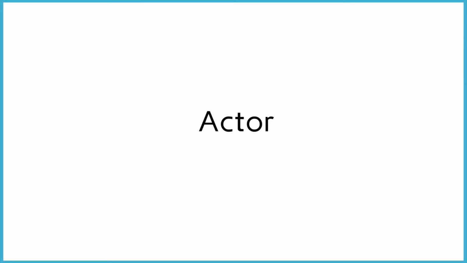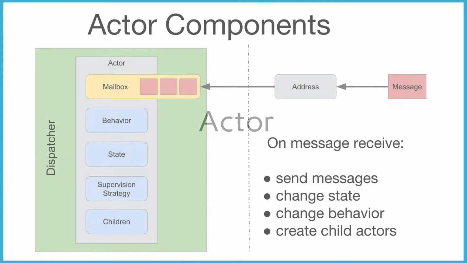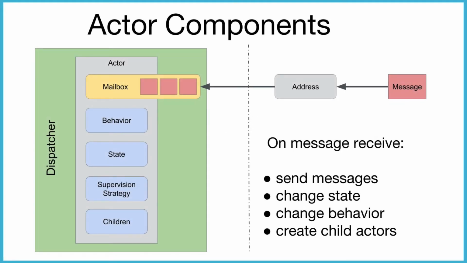So a good place to start is to describe what an actor is. An actor is a concurrency primitive and the main building block for concurrent computation. You can think of it as a lightweight process. An actor has a number of key components. These are address, mailbox, behavior, state, supervision strategy, and children.